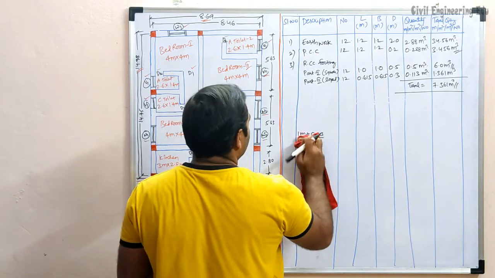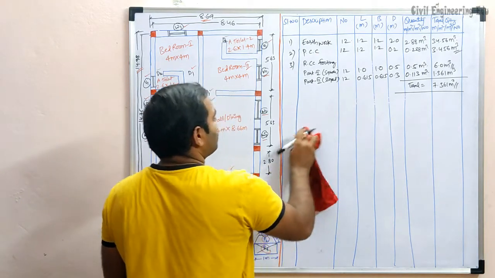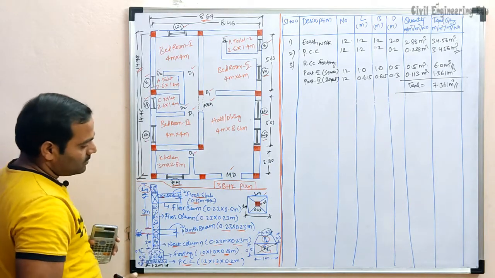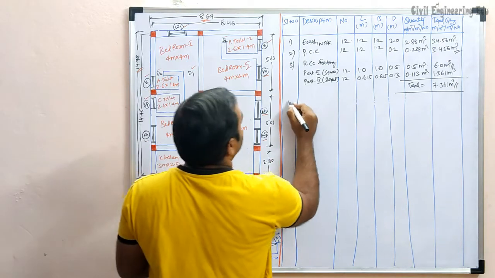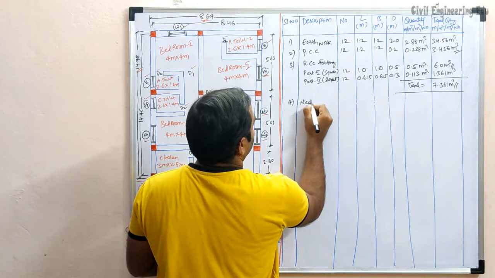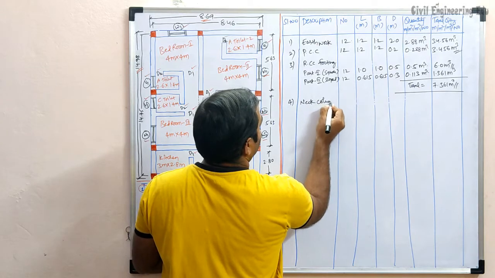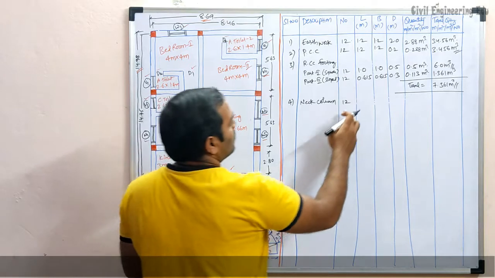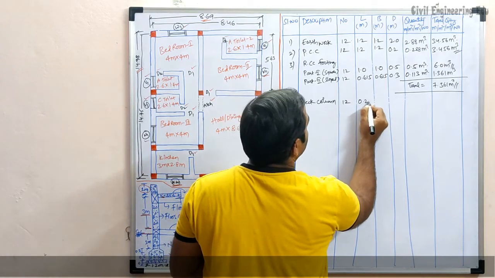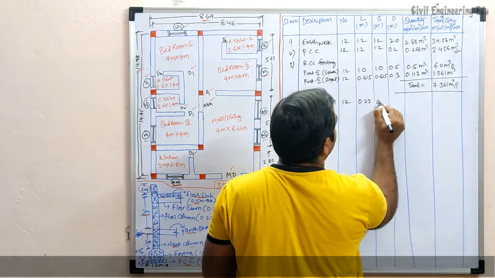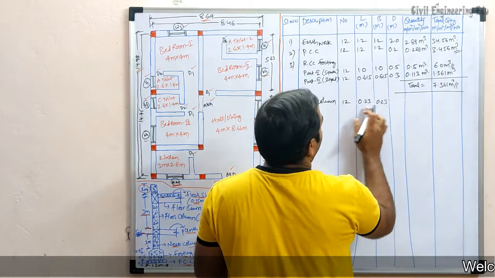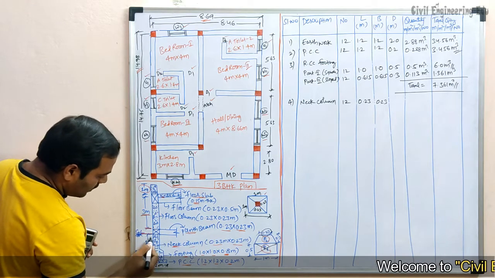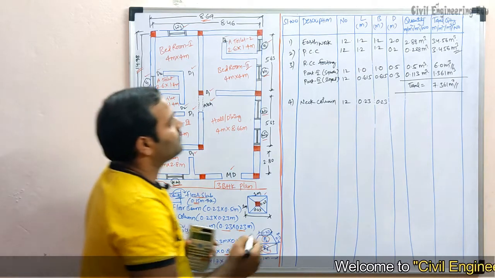Now let us calculate the next item of work, and the next item of work is neck column. So 12 numbers of neck columns will be there. So what is the size of neck column? Column size is 230 mm by 230 mm. And what is the height of neck column? So this is neck column of height 1 meter.